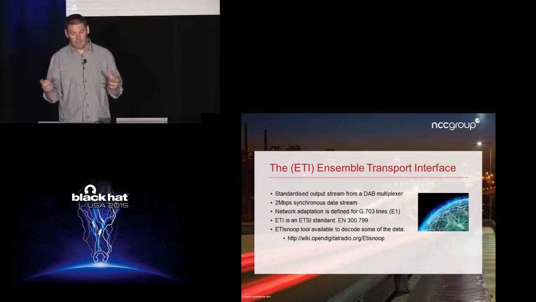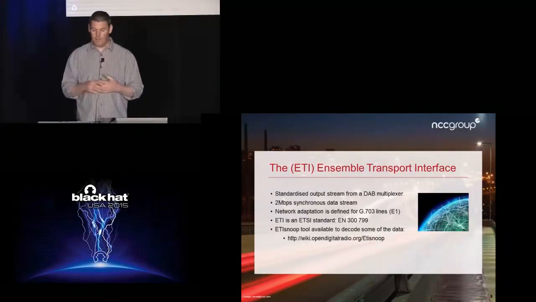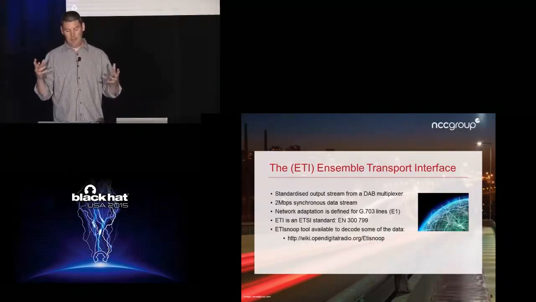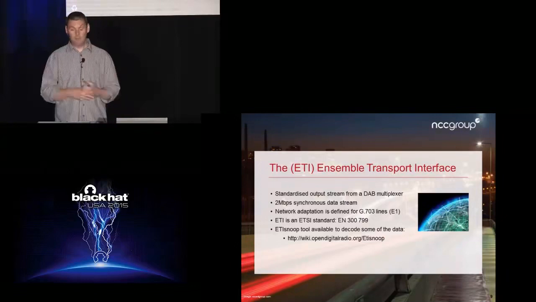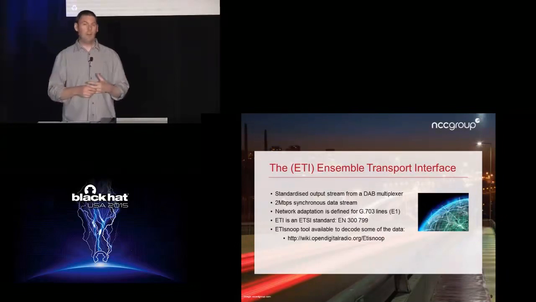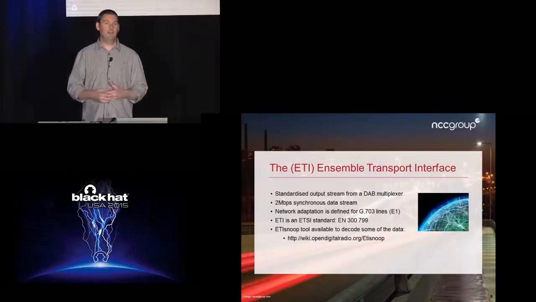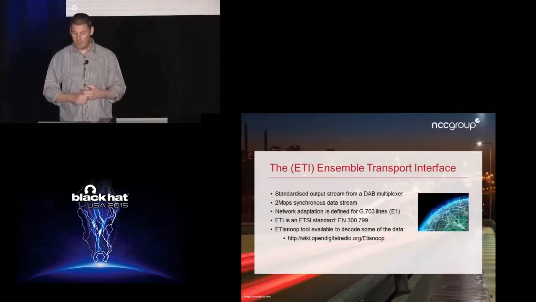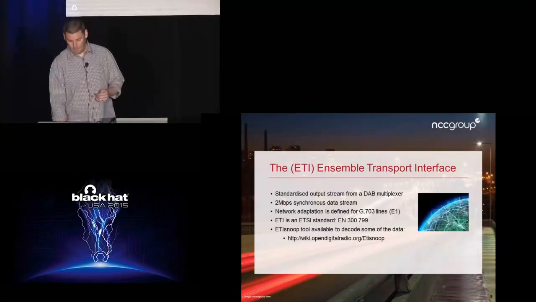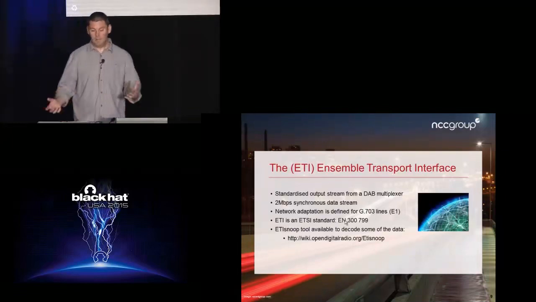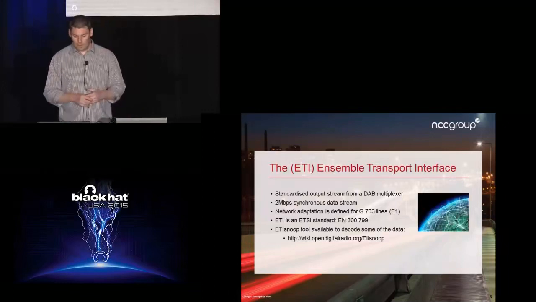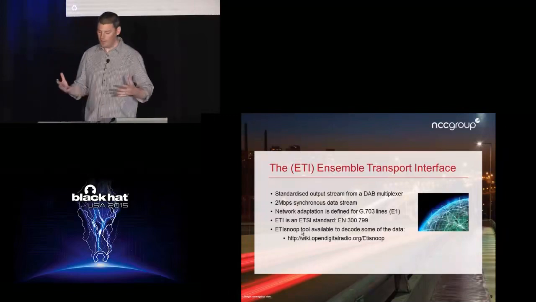So the ETI transport is actually sent over an E1 line. It's a 2 megabit synchronous data stream line. And if any of you are aware of data transmission protocols, it's a pretty standard protocol for transmitting 2 megabit synchronous data. There's an ETSI standard associated with how this is all formed, and there's an open source tool called Ettisnoop that allows you to actually look at this stuff.